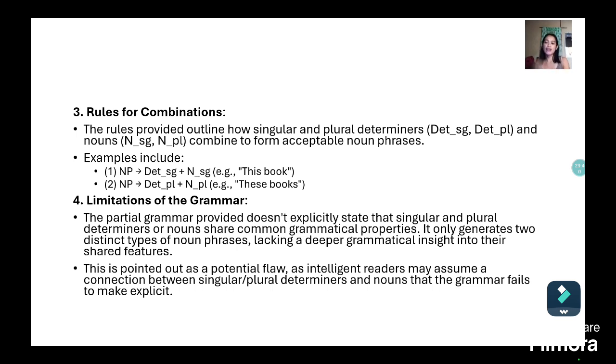Examples include noun phrase to determiner singular plus noun singular. Example, this book. The next is noun phrase, determiner plural plus noun plural. Example, "this books."